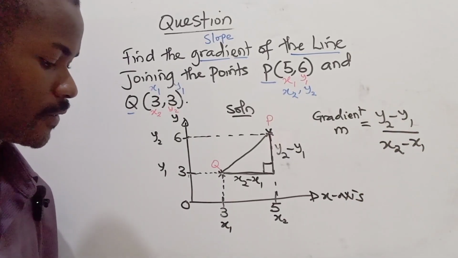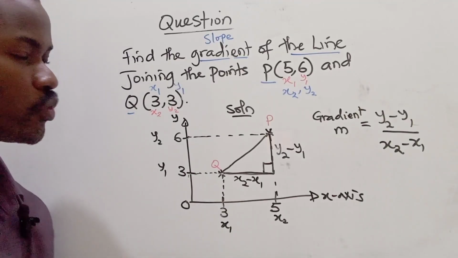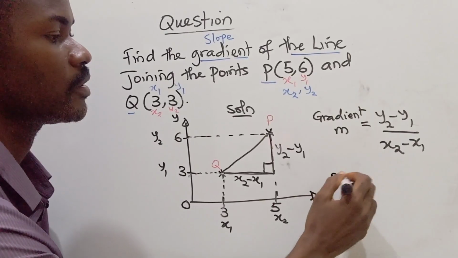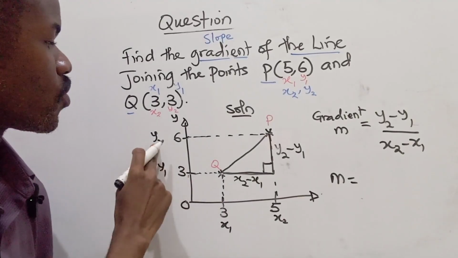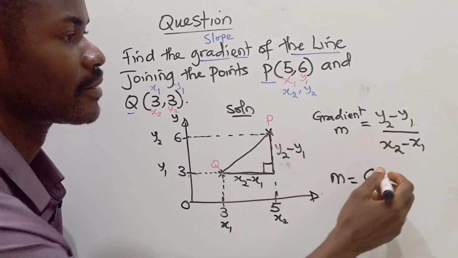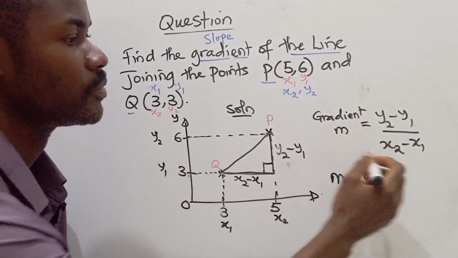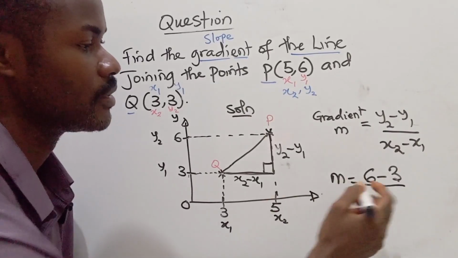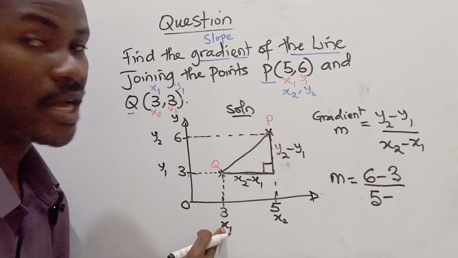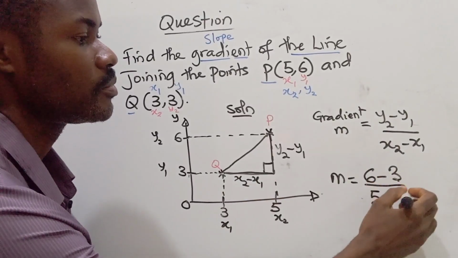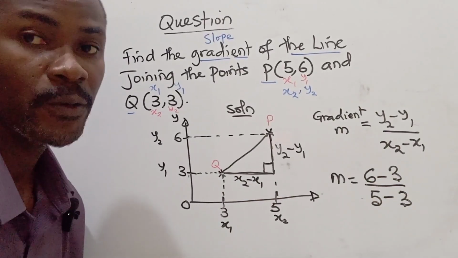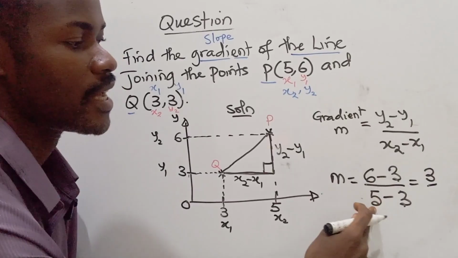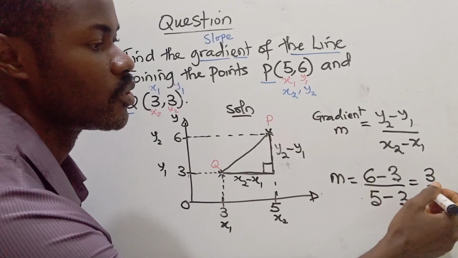So that will give us, y2, remember, is 6. So m, which is the gradient or slope: y2 is 6, so I'm going to substitute 6 minus y1, which is 3, divided by our x2, which is 5, minus our x1, which is 3. So if we solve that, what are we going to get? 6 minus 3 is going to give us 3, and 5 minus 3 is going to give us 2.